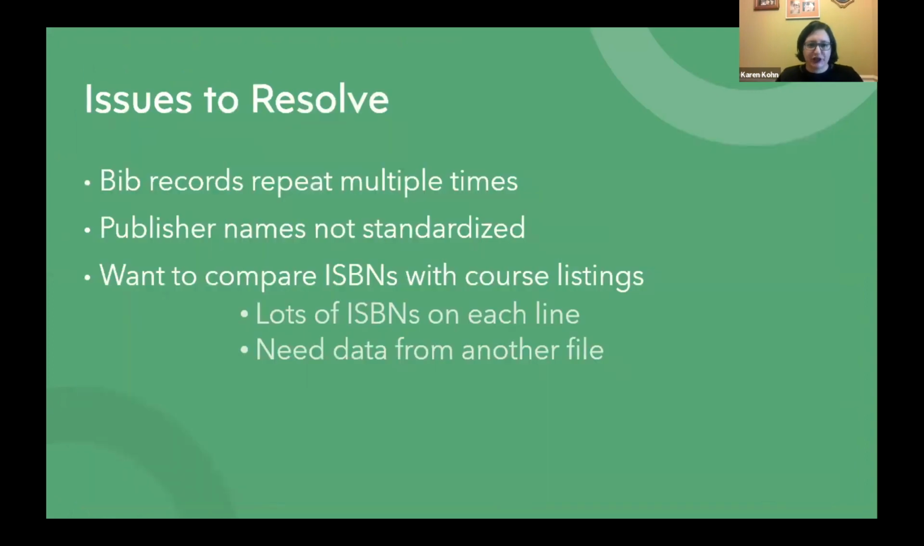Publisher names are not standardized because they never are. I think they're one of the messiest parts of working with collections data. And I want to compare the ISBNs on this list with the ISBNs on the course listings. In order to do that, I'm going to need to separate them so they're all on separate lines and pull in data from another file. There's no real reason in this example that we would need to standardize the publisher names, but I wanted to show that because it's a great feature.